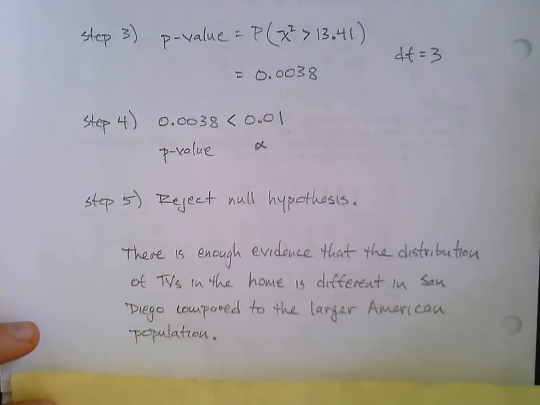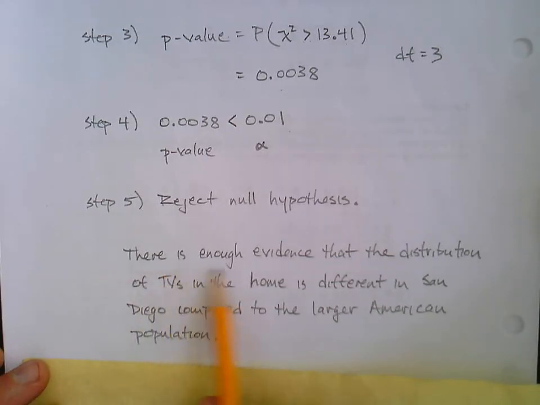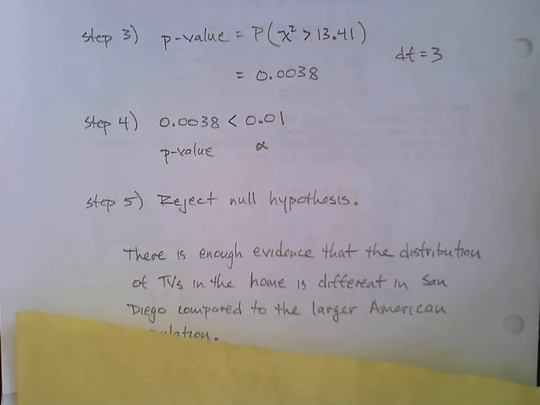Maybe an interpretation for this one is a good idea. When you reject, you do have enough evidence. There is enough evidence that the distribution of TVs in the home is different in San Diego compared to the larger American population. Again, you start with there is enough evidence, and then you're pretty much just repeating your alternative hypothesis. Very nice, very nice.